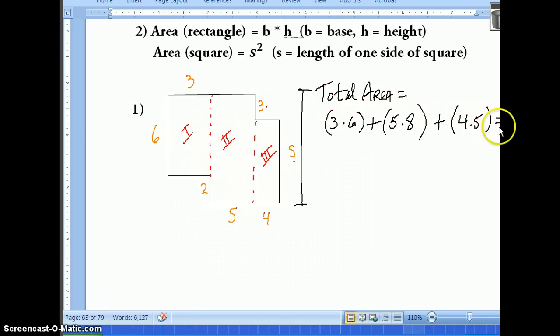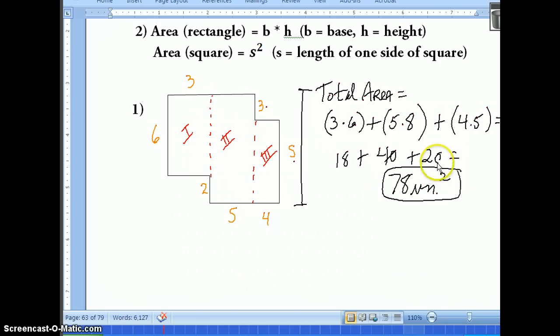And when you multiply these together, you get 18 plus 40 plus 20, which is 78 square units. Not sure what happened there. We'll fix that for you.